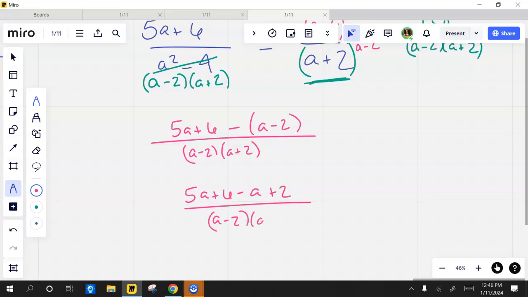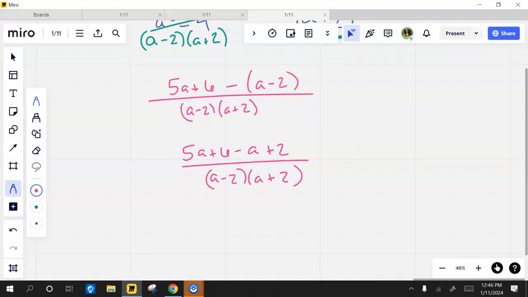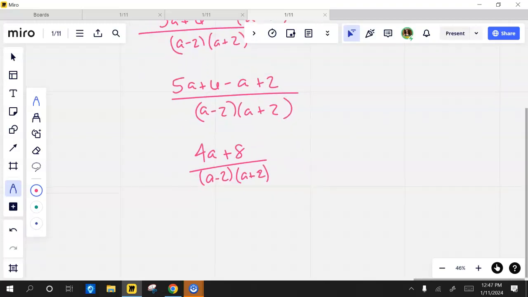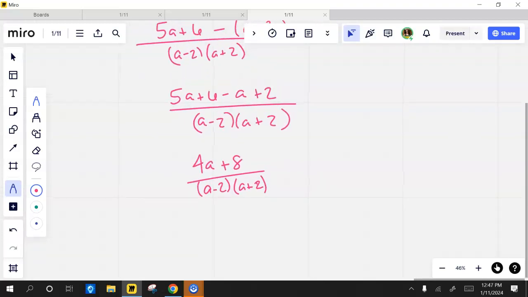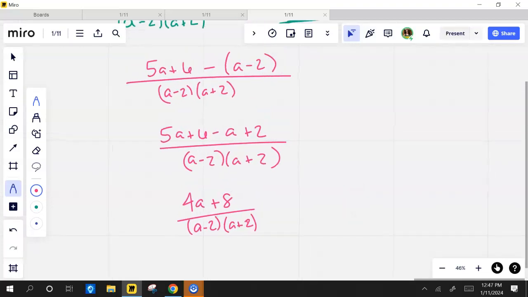And now I can kind of gather some stuff together, what I need to put together. All right, so I got 4a plus 8 over a minus 2, a plus 2. Except that that's not it. That's correct, Miguel. Why is that not it? Because you can factor out something from the top. I got to factor out what I can. I can factor out what? Where? Here? Because that's not in a parenthesis.